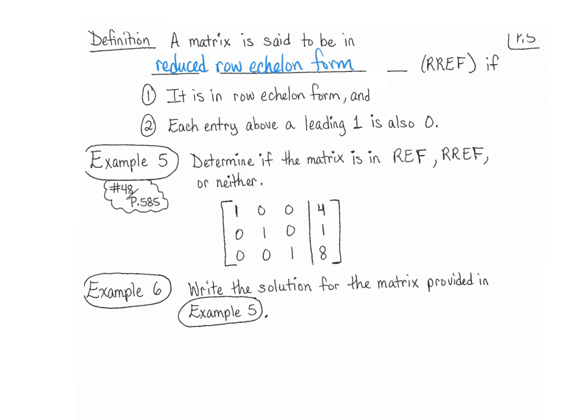Very good. This was in reduced row echelon form because on your main diagonal, you have your leading ones, but then you have zeros everywhere else. What questions do you have?